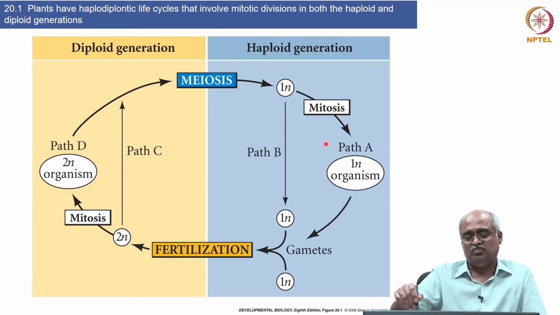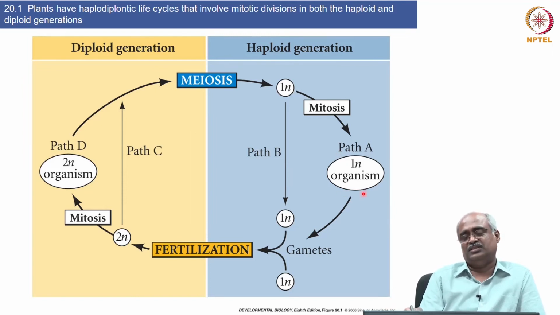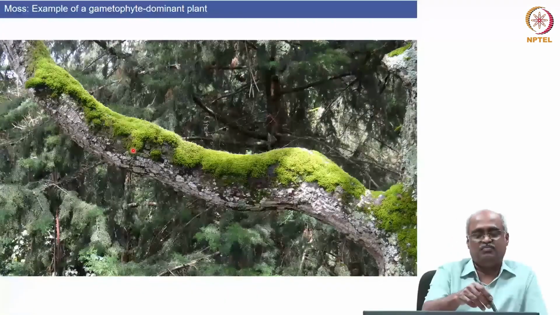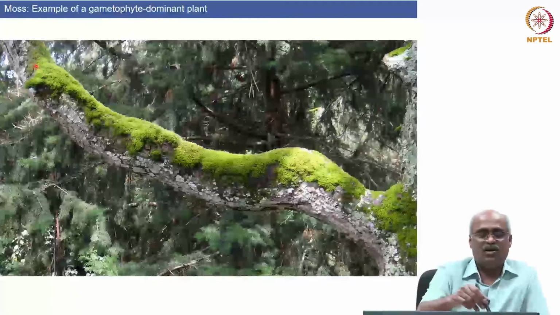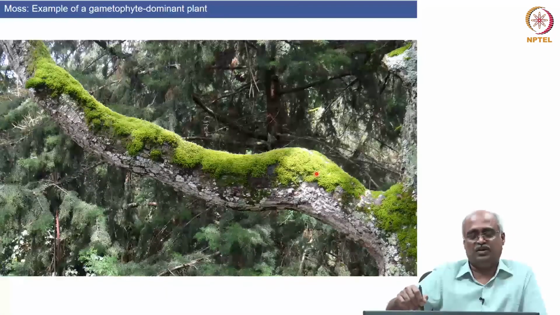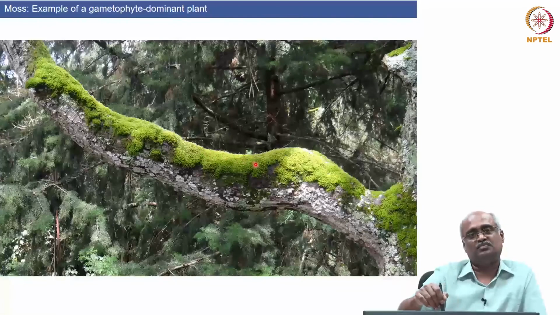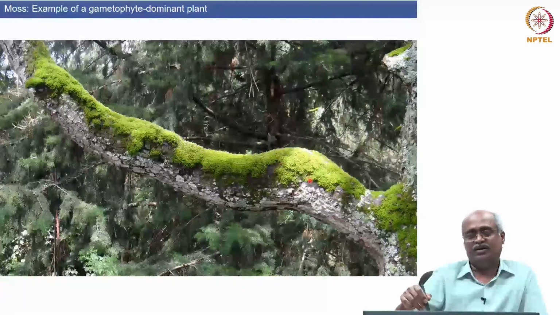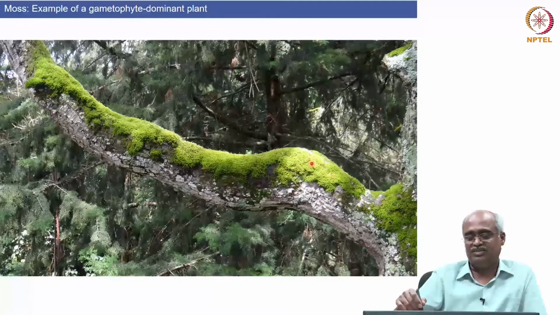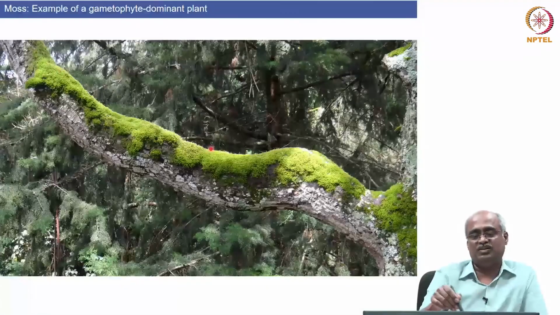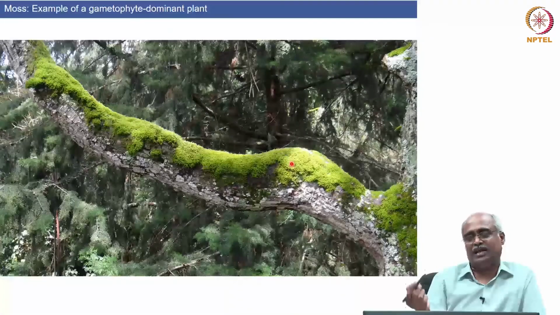I will show you an example of an organism where this is an independent, individually self-sufficient generation. That is in the next picture. Here you have a tree branch on which a lot of moss plants are growing, and these are, believe me, haploid cells; this is a haploid generation. Cells underwent meiosis, produced haploid cells which divided and formed this plant body. So, this is an example of a gametophyte dominant plant.